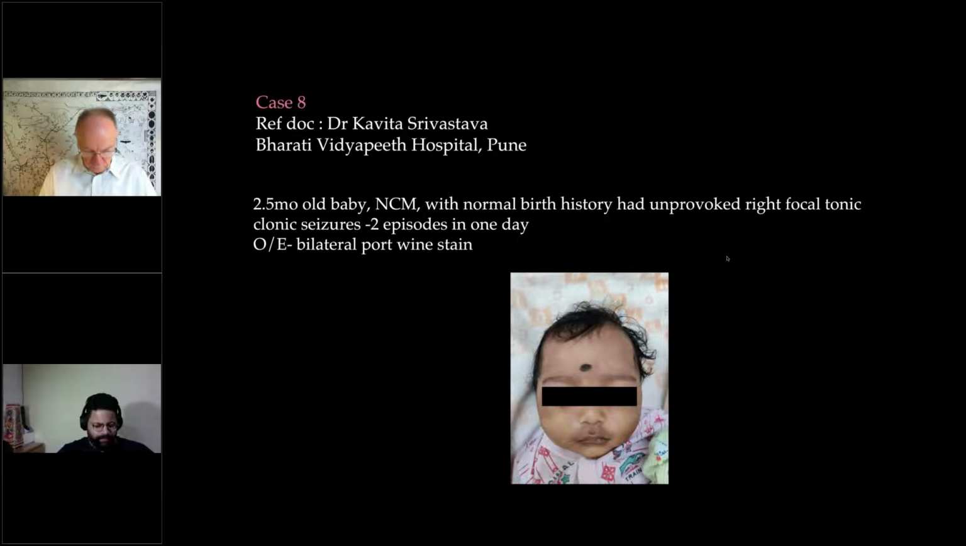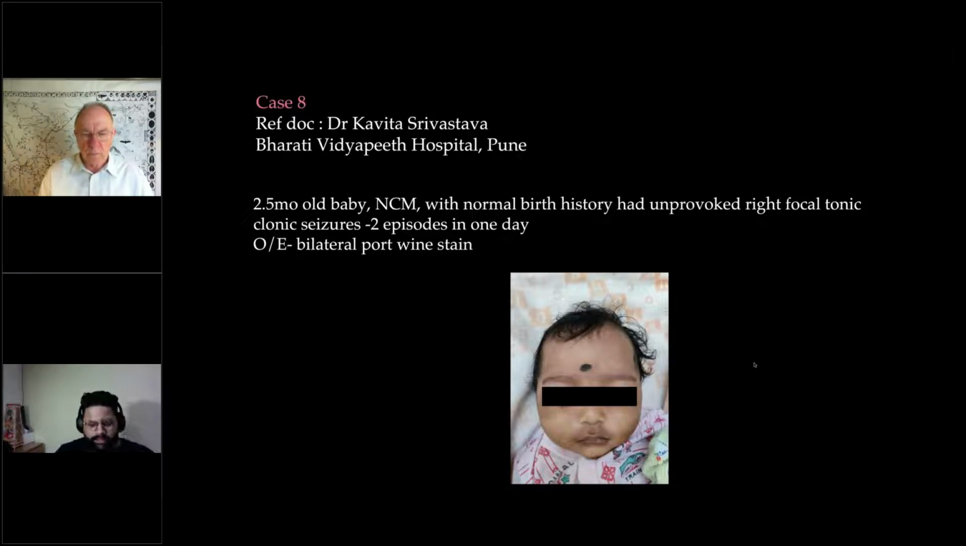This is a case of a 2.5-month-old baby born of non-consanguineous marriage with normal birth history. She came with the complaints of right focal seizures, which were unprovoked, tonic-clonic in nature, 2 episodes on the same day. So we admitted the child, and on examination there was a bilateral port wine stain. We added this for our academic interest actually. This port wine stain is bilateral, involving the ophthalmic and maxillary divisions of the trigeminal nerve.